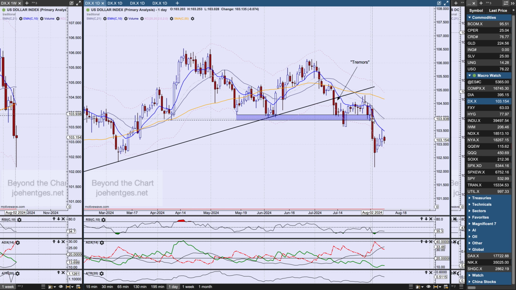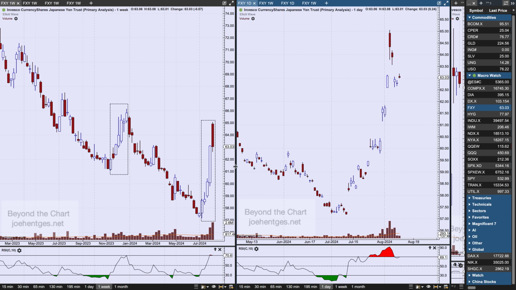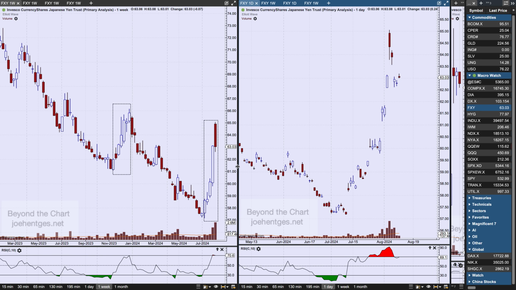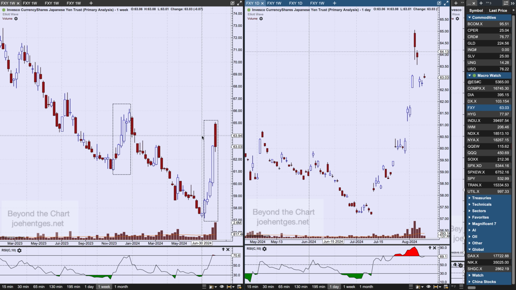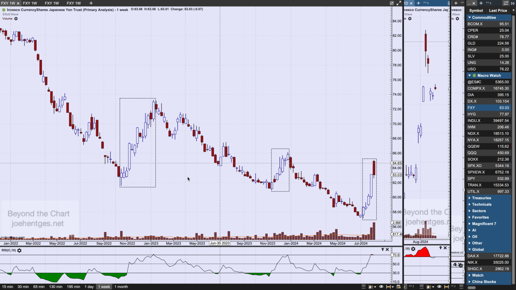Well, this was going on with the dollar index, and what was going on with the Japanese yen? Well, here's FXY. This is the only ETF I chart, the only thing I've got on the Japanese yen. Well, where's July 12th? July 12th is right here. And the Japanese yen had already started to take off and was skyrocketing. Now, the interesting thing when you look at a weekly view, this has happened a couple more times in the last couple of years.